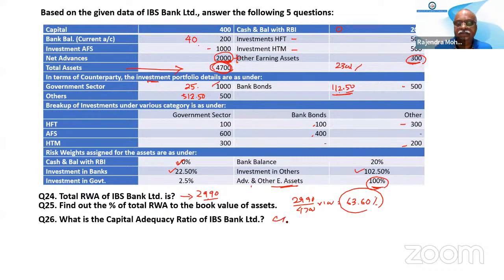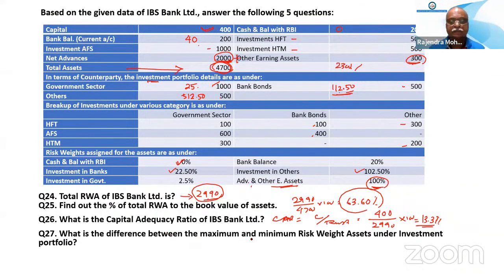Capital adequacy is CAR. CAR equals your capital divided by total risk-weighted assets. So how much is the capital? Capital is given as 400. And what is the total risk-weighted asset? 2990. 400 divided by 2990 into 100, so that is the capital adequacy ratio. How much is it? 13.37. 13.37 is the capital adequacy ratio.